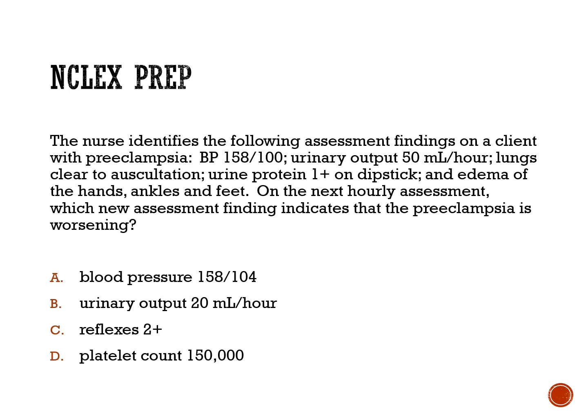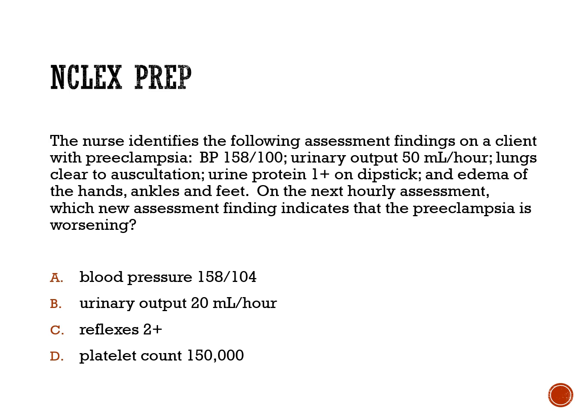It is B. Your urinary output has decreased. So our blood pressure stayed the same, our reflexes are okay, and our platelets are okay. So that urinary output below 30 has definitely changed, and that's going to be a sign that we've got some other issues going on.